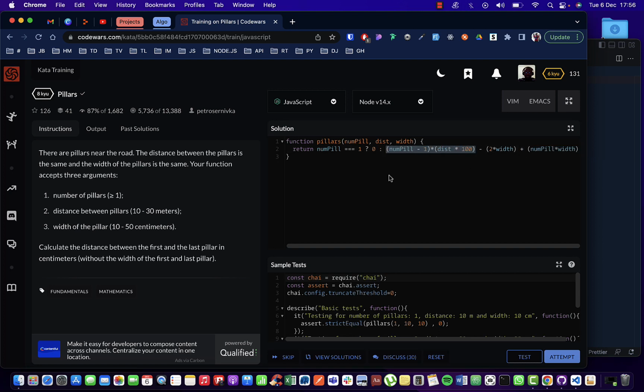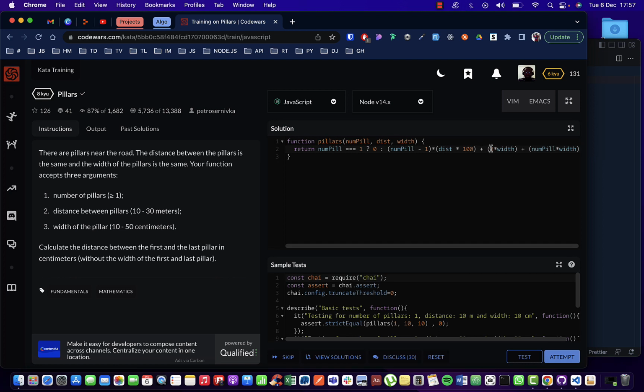But we have also been told that we must remove the first and the last pillar width, so that is why we have here minus 2 times the width. That will take care of that. So we're now subtracting that from the sum of this one and that one. If we are to refactor this, what we are meant to have is something like this.